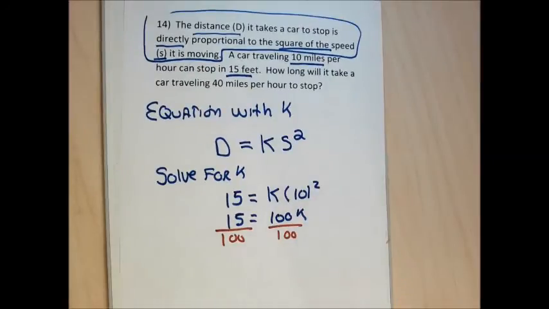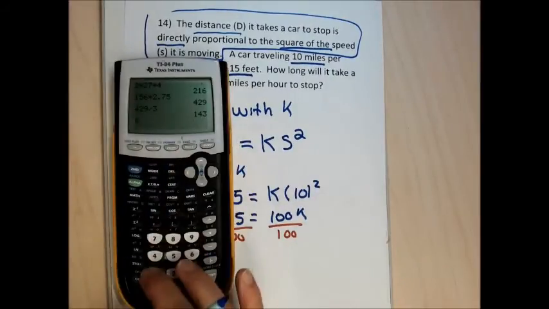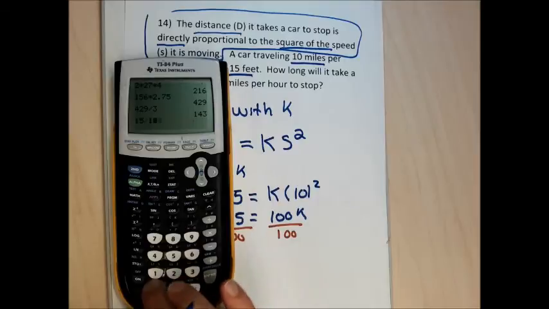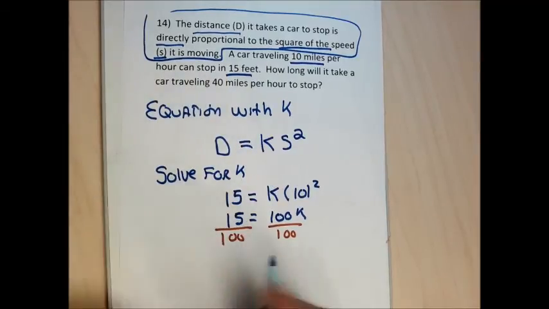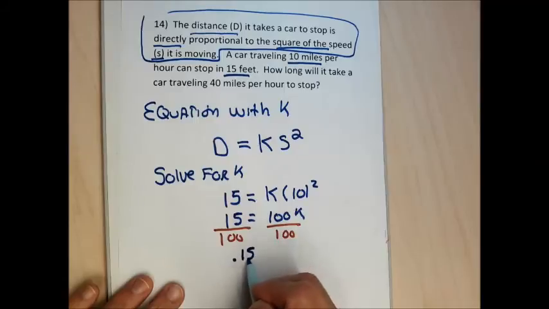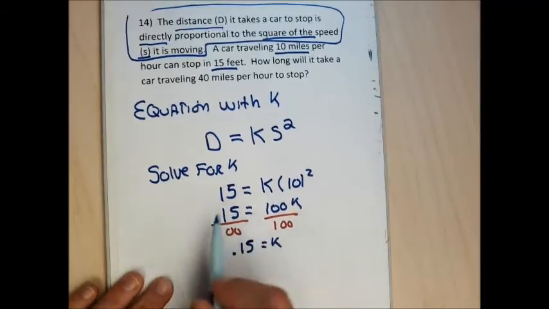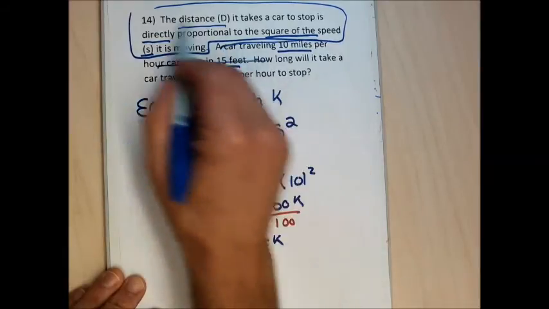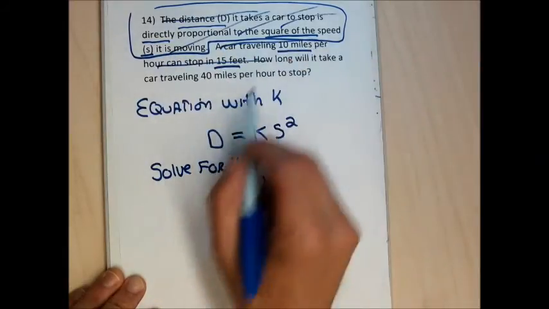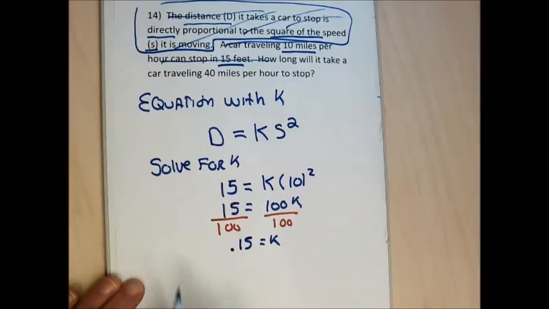And I'm going to use my calculator because the decimal is going to be nicer than the fraction for me. So 15 divided by 100 is 0.15. So I got 0.15 equals k. Last sentence. So I'm done with the first sentence, which gave me an equation for k. The second sentence gives me some numbers to solve for k. The last sentence helps me answer the question.